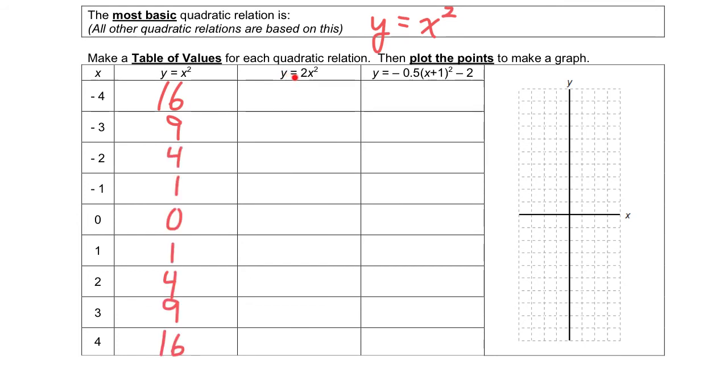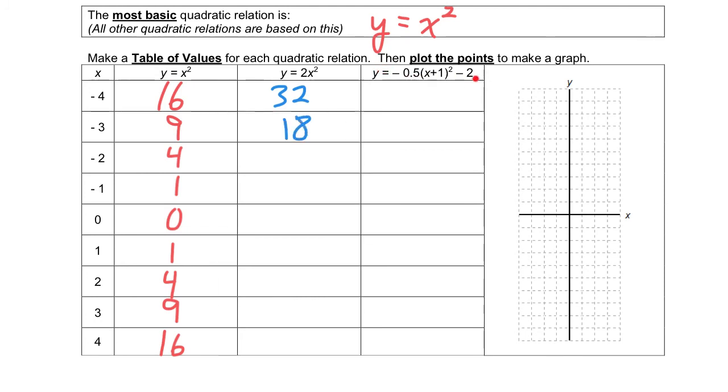For the next one, y equals 2x squared. So we're going to square the value of x and then multiply it by 2. So if x is minus 4, squared is 16, times 2, well, that's 32. If x is minus 3, well, minus 3 squared is positive 9, times 2, well, that's 18.